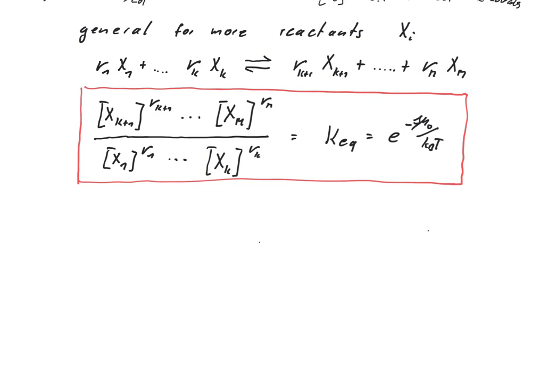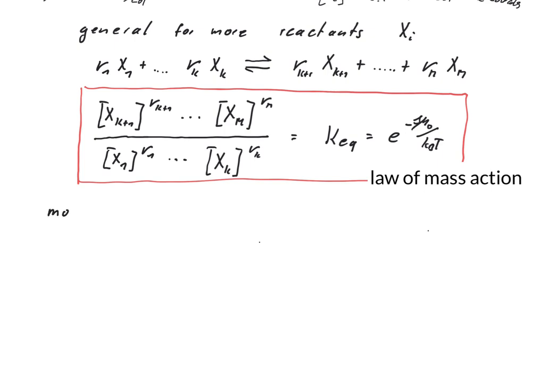Now, this very general equation is called the law of mass action. So the relative concentrations of all products and educts is given by just one constant. We have to realize that this constant depends on energies which are involved in the chemical reactions and on temperature.